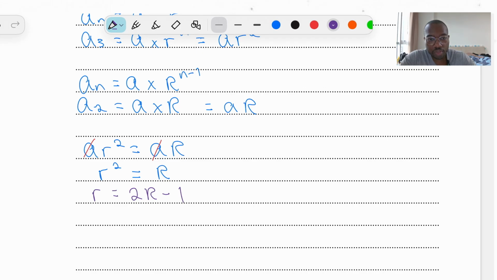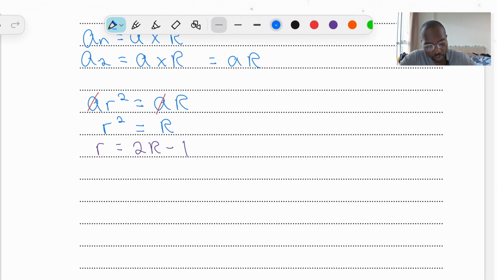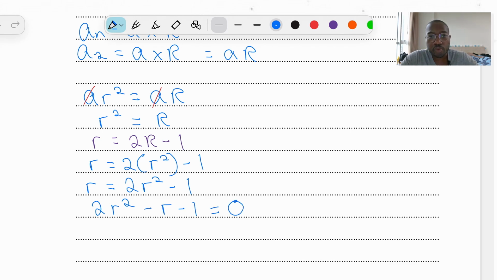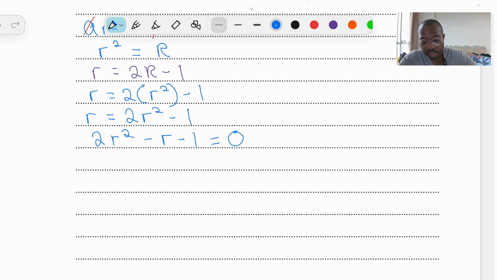So now we can use the fact that r squared is equal to R, and put that into our equation. So we would get r is equal to 2r squared minus 1. As you can see, we're going to end up with a quadratic equation here. So 2r squared minus r minus 1 is equal to 0. Now if you work out this quadratic, you would get r is equal to 1, and r is equal to negative a half.